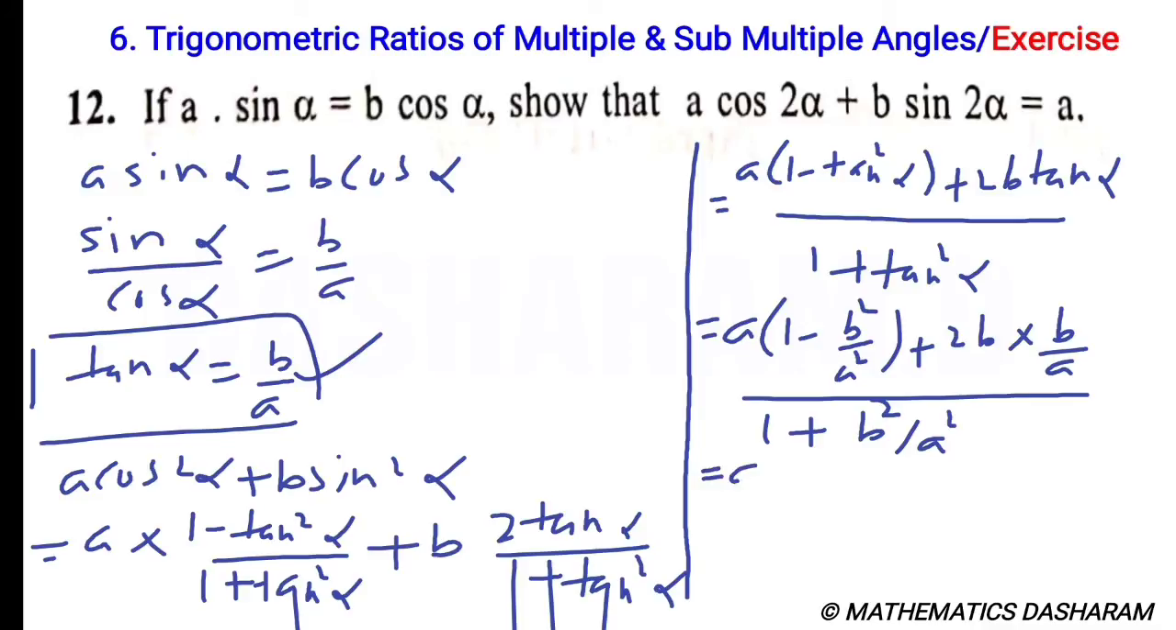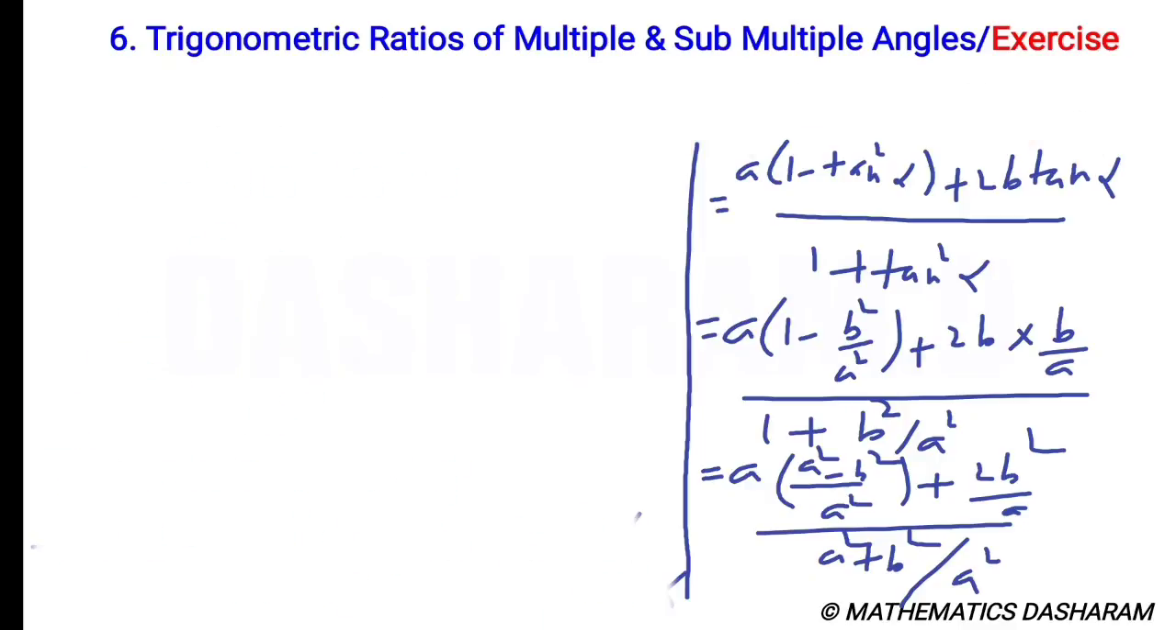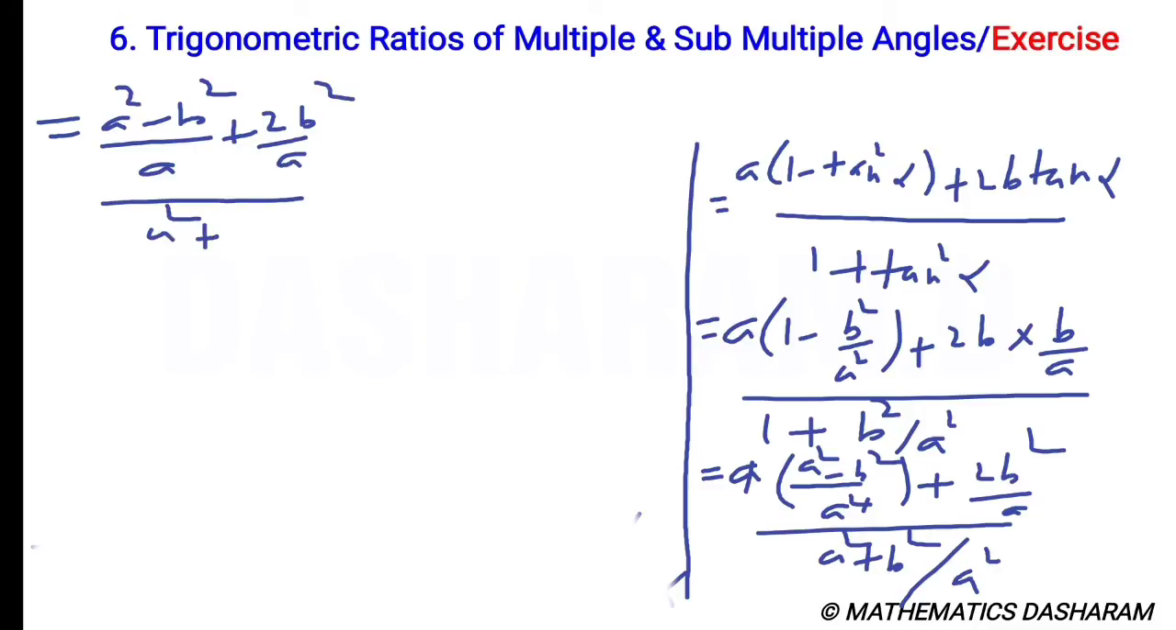So it is equal to a into, here a square is the LCM, so a square minus b square plus 2b square by a, divided by a square plus b square divided by a square. So now the a square will get cancelled, so then it is equal to a square minus b square divided by a, plus 2b square by a, divided by a square plus b square divided by a square.